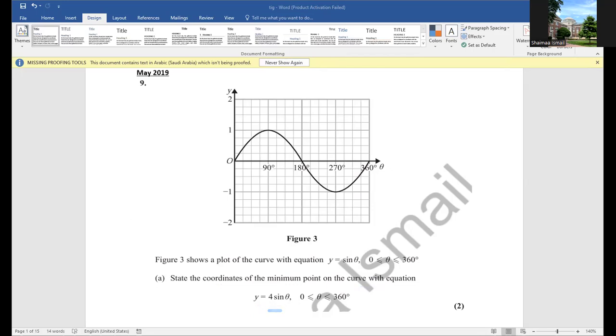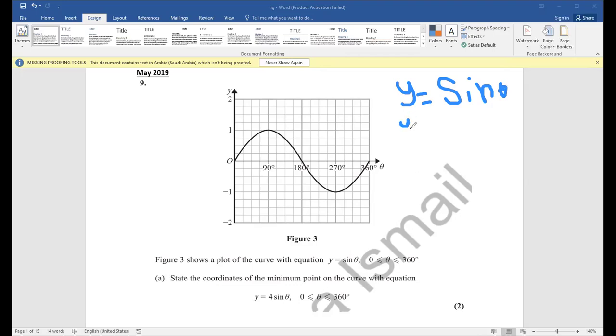First of all, he gave you the first equation. He said that's y equals sine theta. And now he gave you the new one, y equals 4 sine theta. So all he did was add this 4 to the equation, and that's what we're going to do. So every y, we're going to multiply by 4.